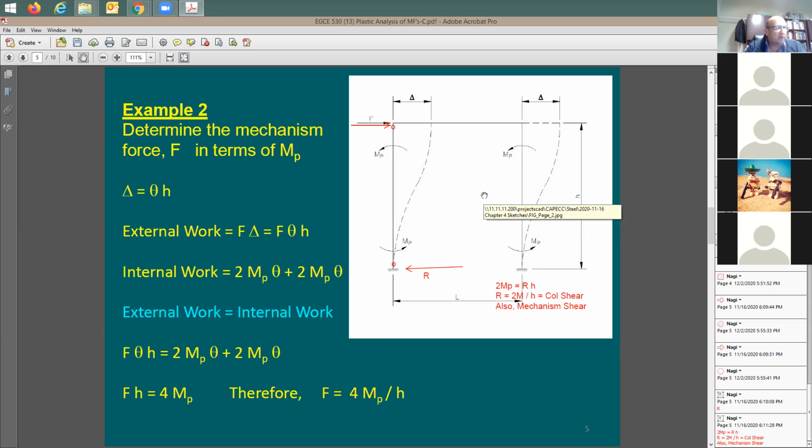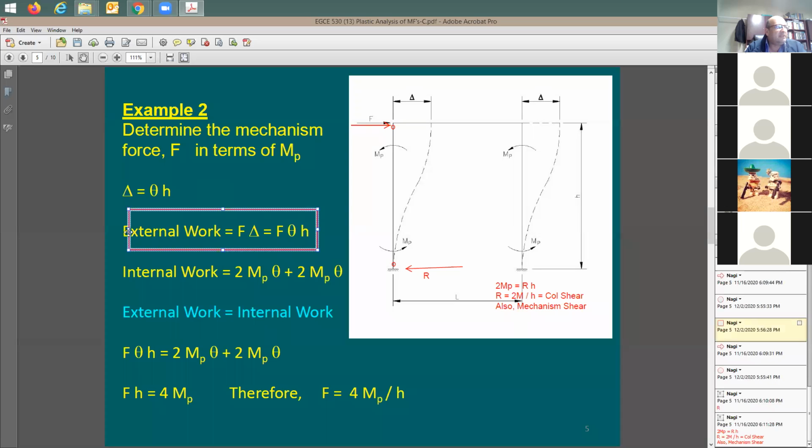Now, external work and internal work. For external work, I guess this equation is known now, right? Delta is going to be equal to theta times H. We did this already, and I can just repeat using it. External work is going to be equal to this force times delta. It's going to be the same thing, very similar to the previous example, which means F theta H.